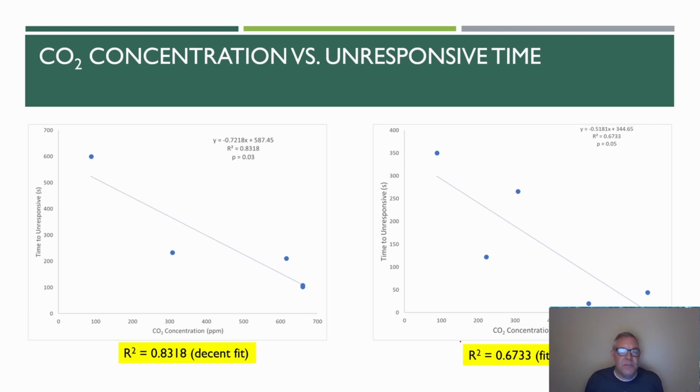So if you look on the left, I've got an R squared of 83%. That's a pretty decent fit. That's close to 100. On the right, I've got the same kind of graph, but you can see the points are more spread out. They're not as tight to that line. And you can see the R squared is lower. It's not as good a fit. So that's one way to determine if this line of best fit is a good fit.